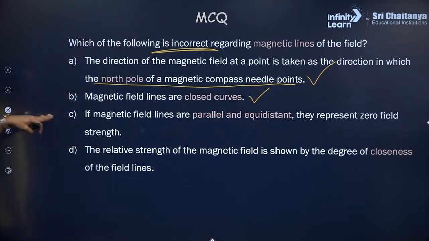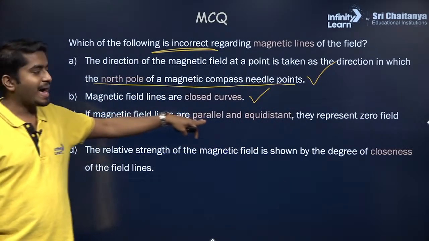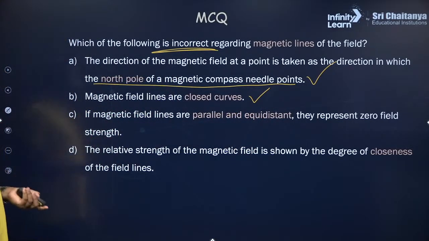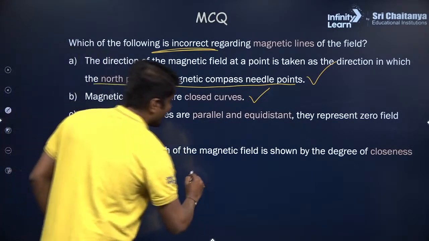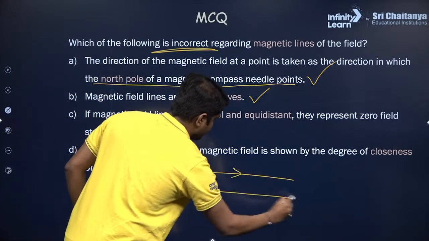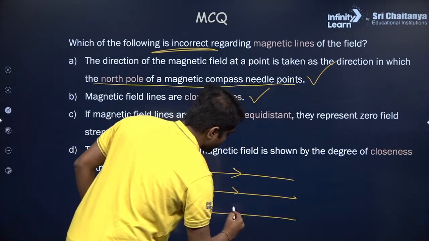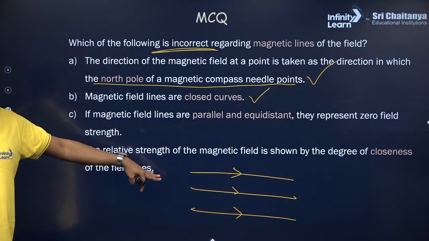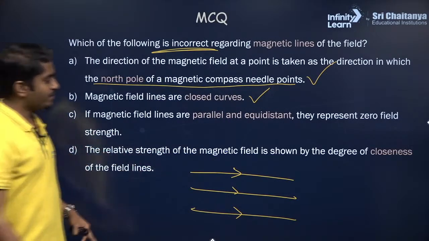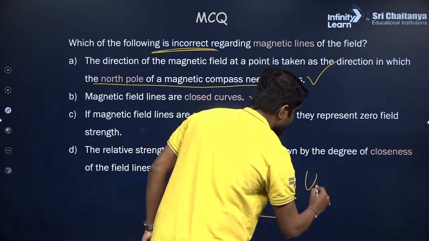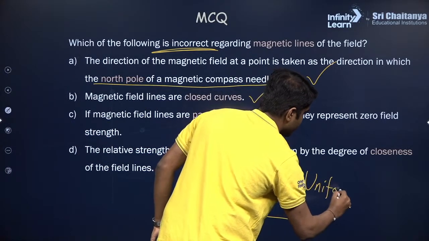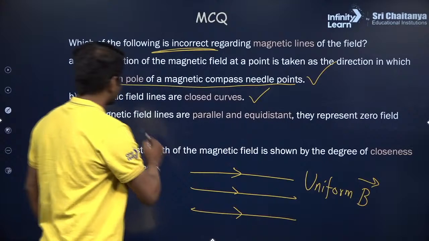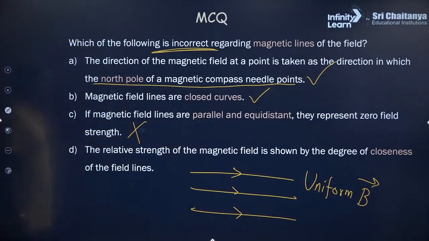How about option number C? If the magnetic field lines are parallel and equidistant, they represent zero field strength. For example, if the magnetic field lines are parallel and equidistant, does that mean it is a zero field? No. That means there is a uniform magnetic field. So this is wrong.